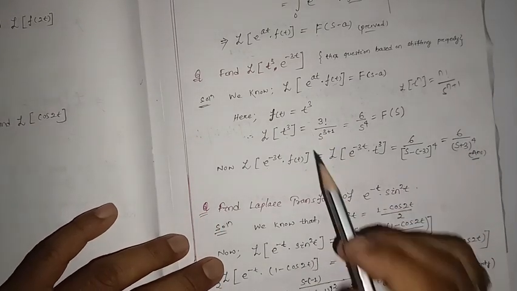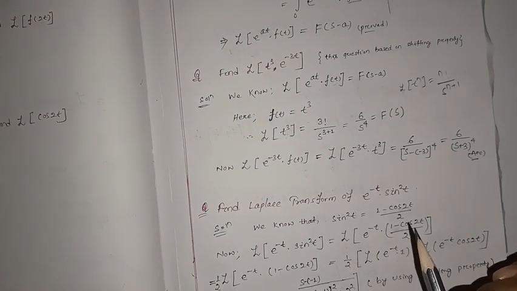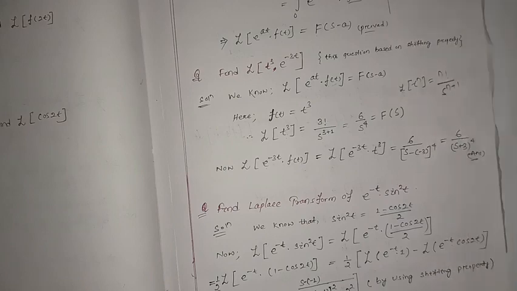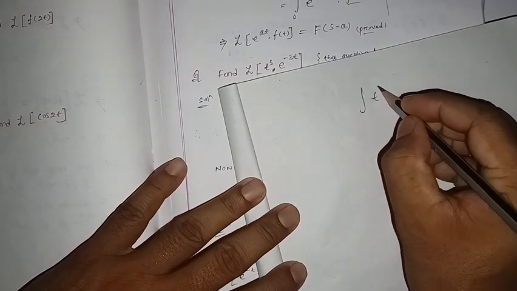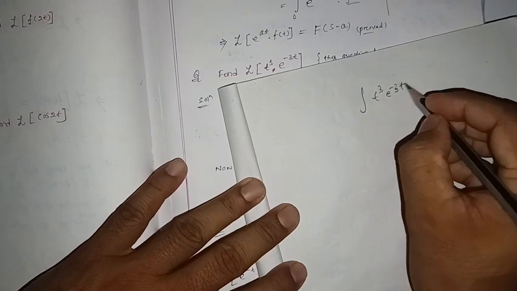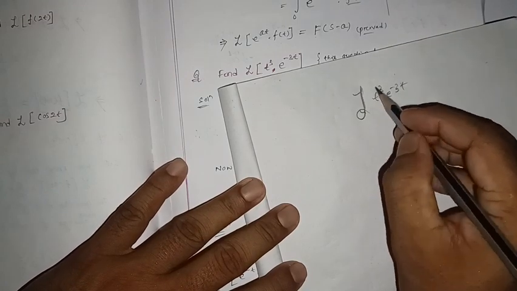Okay, this question can also be done traditionally. How are we going to solve it traditionally? Here it is given t to the power 3 e to the power minus 3t, and we are going to take the Laplace transform.